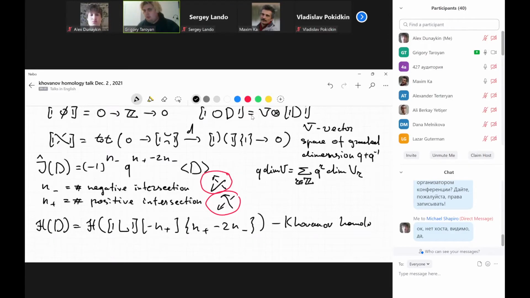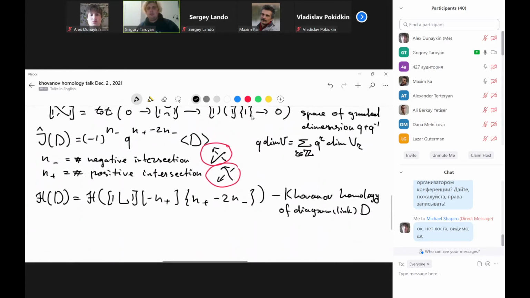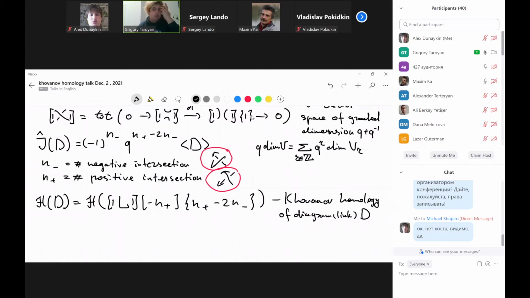Homology of the diagram, in fact, the link, as we will see below, D. And as was already explained, it is a finer invariant than the Jones polynomial. For example, Khovanov homology is able to detect the unknot, while it is not known if the Jones polynomial can detect the unknot or not. I'm sorry for this point.